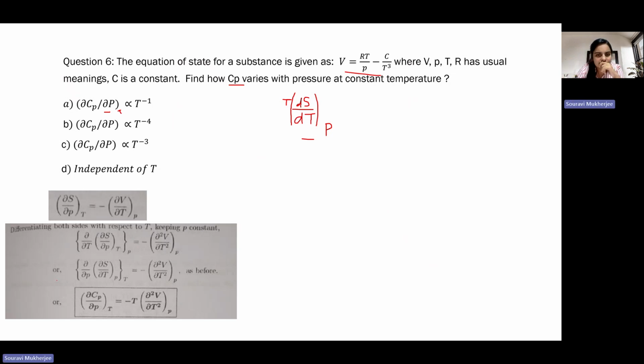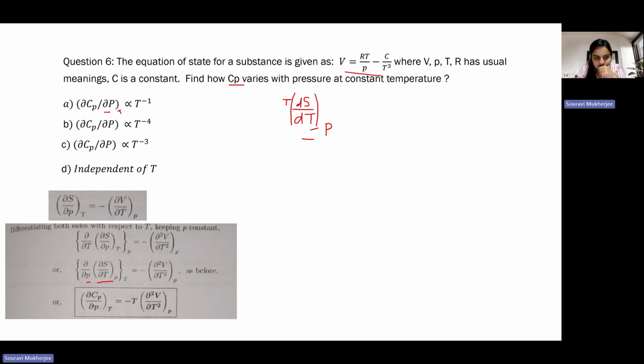So here you have a derivative with respect to temperature. You need to do a derivative with respect to pressure. That means there will be two derivatives involved, right? So you know this is already there. What if you do a differentiation with respect to pressure? What do you get?